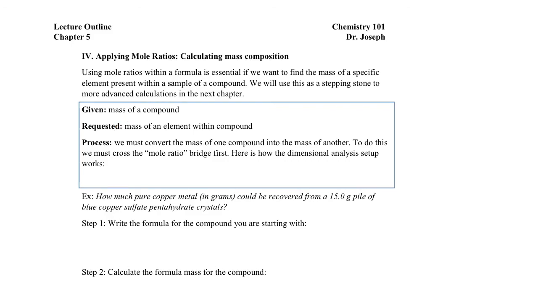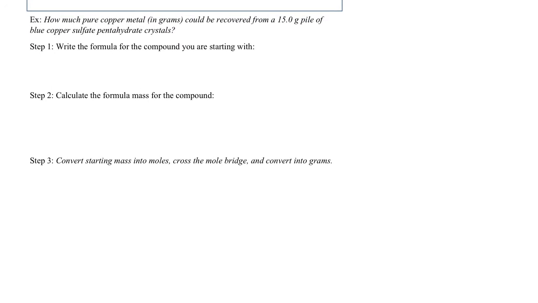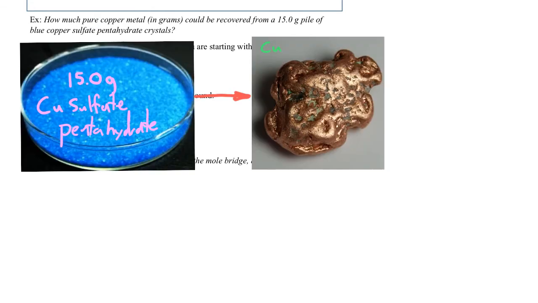Let me show you how we can do this, and we're going to start with this example, which is how much pure copper metal in grams could be recovered if we had 15 grams of blue copper sulfate pentahydrate crystals. So you can imagine that we have some of those blue crystals I showed you earlier, and we wanted to refine these to get out just the pure copper. How much copper could we get if, say, we had 15 grams of this blue stuff?